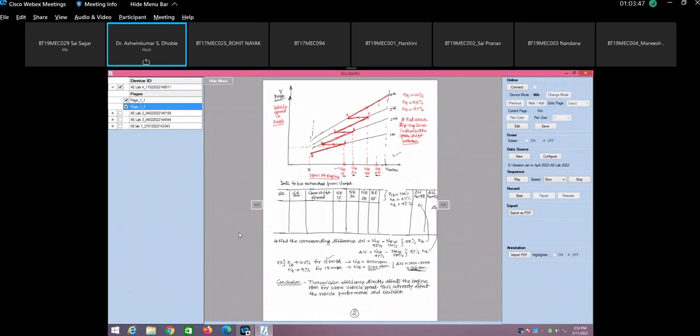Whatever I know, I will try to share with you so that you will not face any difficulty when you join any company or whenever you go for the purchasing of the vehicle. You will understand the technology quite well. So over from my side, I will stop sharing.